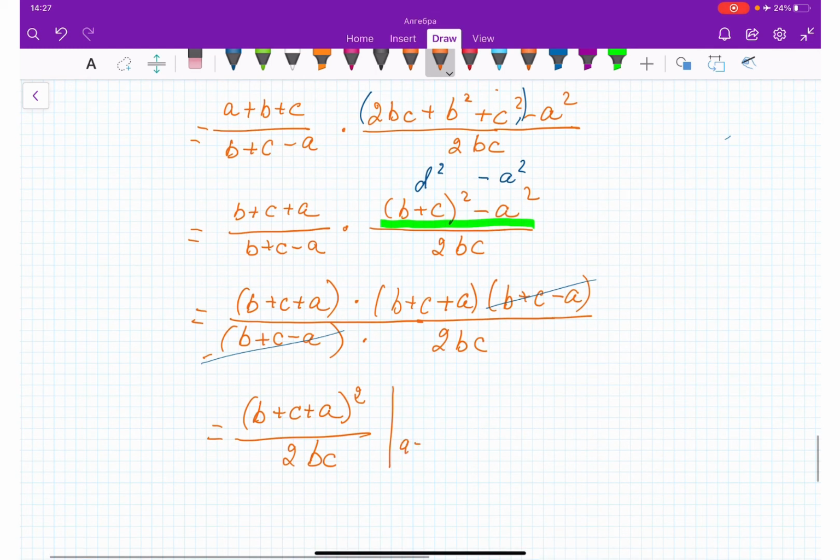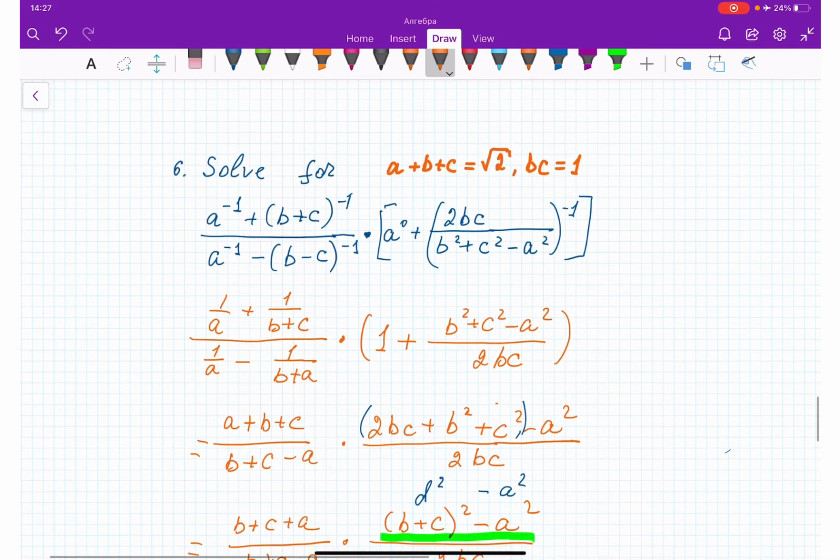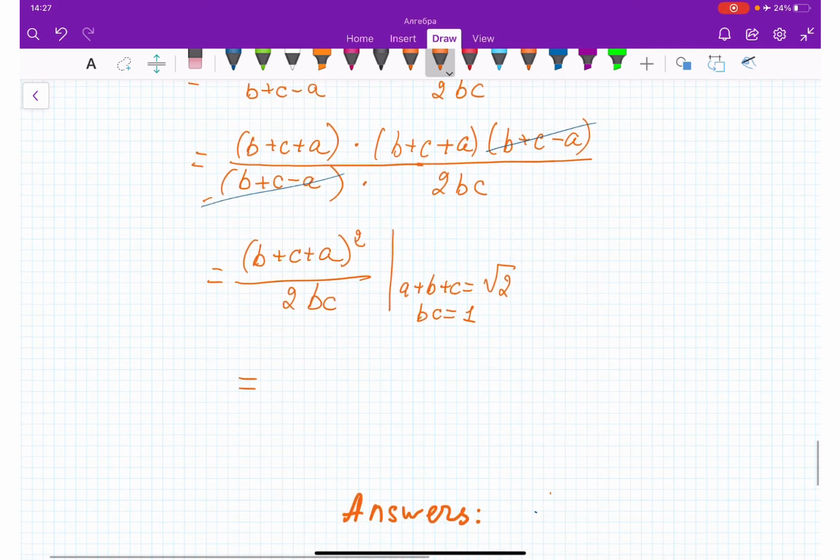Now we apply the values: a plus b plus c is equal to the square root of 2, and bc is equal to 1. Remember, from the very beginning I placed it. Oops, I'm sorry, this was square root 2, I believe. Let's double check. Going back here, yes, square root 2. So it's going to be (square root 2) squared divided by 2 times 1, which is 2 over 2, and the answer is 1.